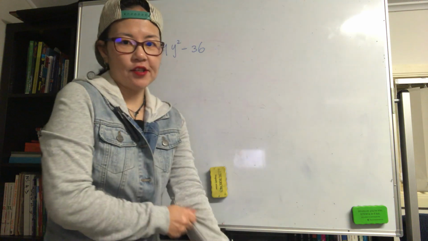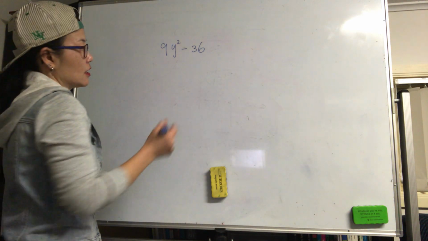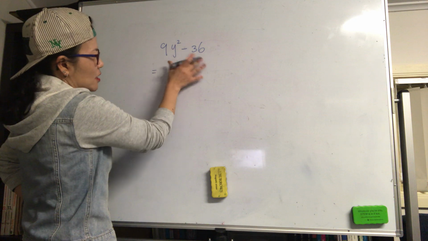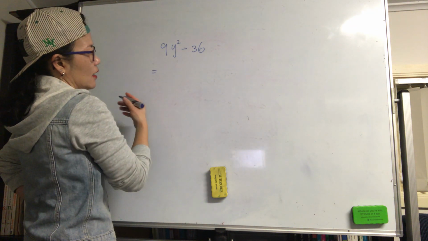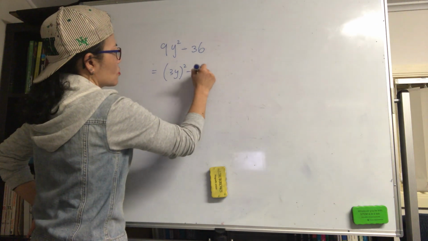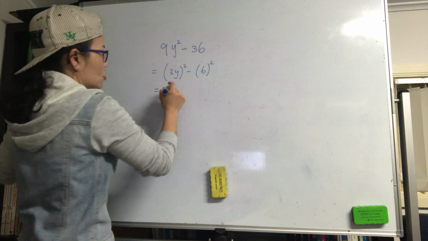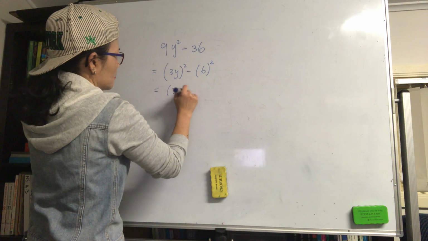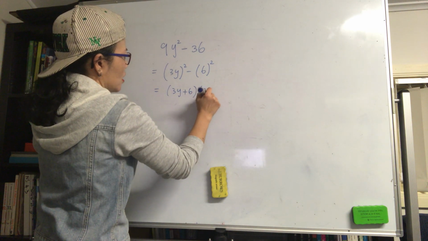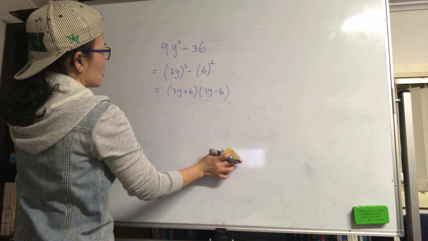First, factorisation. Factorise 9y squared minus 36. Now I'm going to tidy it up a little bit because I can see these are square numbers. So I'm going to put that into this, and you can see this is going to be a difference of two squares. So it'll be 3y plus 6 and 3y minus 6. Okay, that will be okay with that.